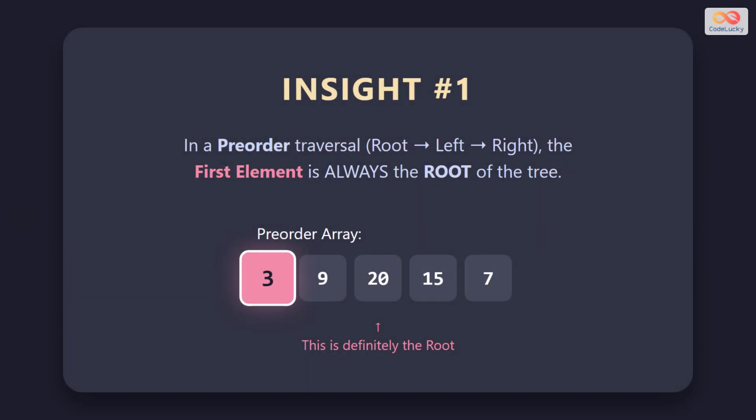Let's look at the first key insight. In a preorder traversal, remember that we visit the root first. This means the very first element of any preorder array is always the root of that tree. In our example, the number 3 is the first element, so we know for a fact that 3 is the root.